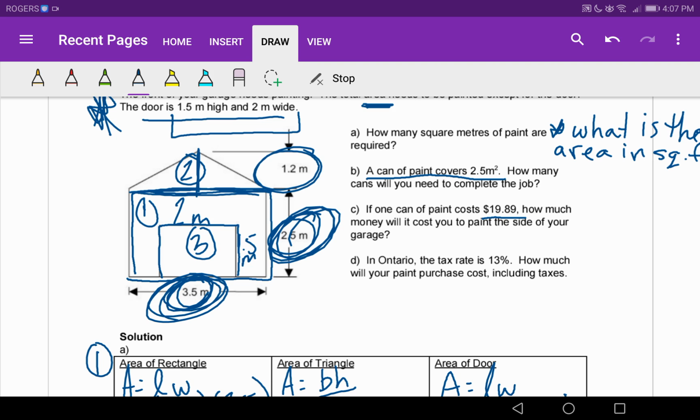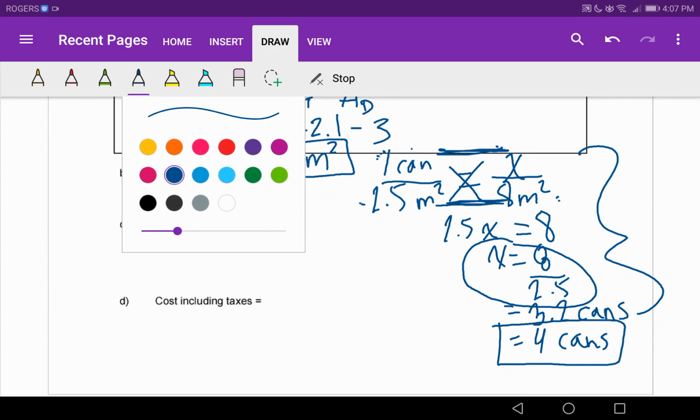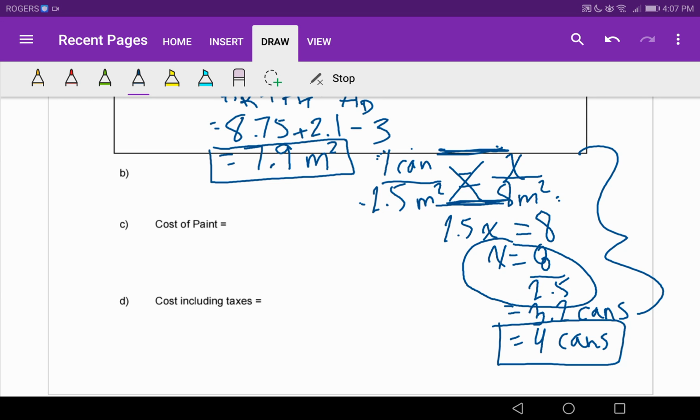Okay, so you are going to take $19.89. We need 4 cans, okay? And it's $19.89 per can. So we're going to take 4 and multiply it by $19.89, because we need to buy 4 cans. Each one costs $19.89. Our total price there is $79.56.